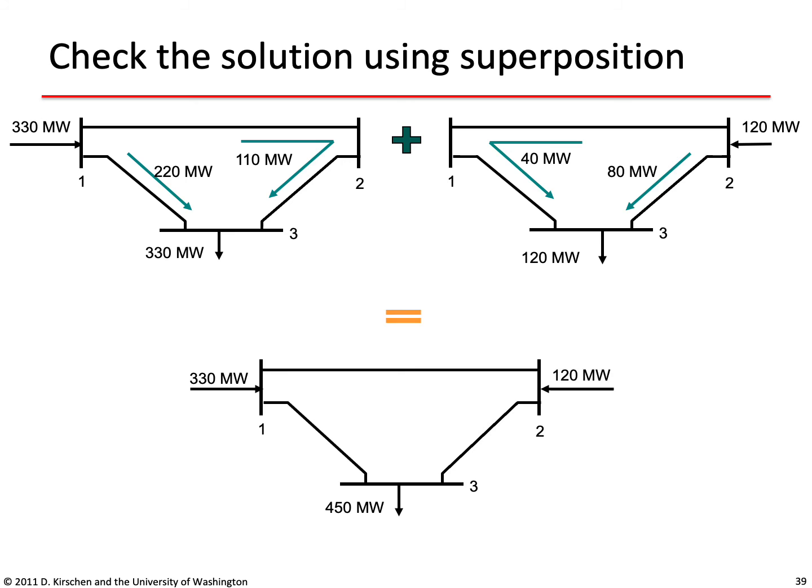Let's put that together. We get 70 megawatts flowing on line 1, 2, which is 110 megawatts from 1 to 2 minus 40 megawatts flowing from 2 to 1. We get 190 megawatts flowing from 2 to 3 directly. That's 110 megawatts plus 80 megawatts. And we get 260 megawatts flowing from 1 to 3, which is exactly the limit on this flow.